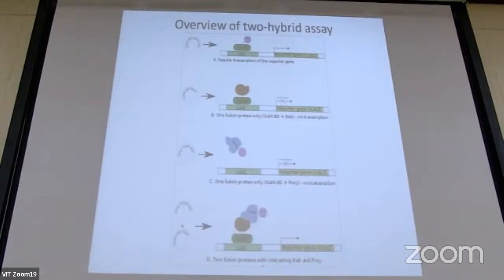But AD and BD are not alone. In between AD and BD, we have fused bait and prey. So you have identified one protein-protein interaction. This is not considered a high throughput method. At the end of one experiment, you will be able to identify one protein-protein interaction. This is not considered high throughput, but it is a classical, accurate way of identifying protein-protein interaction.